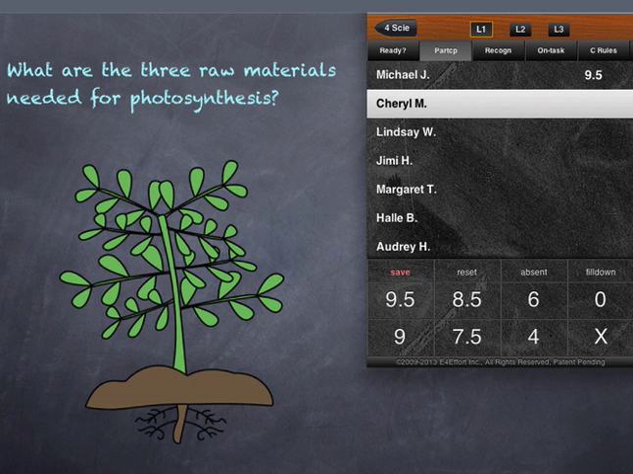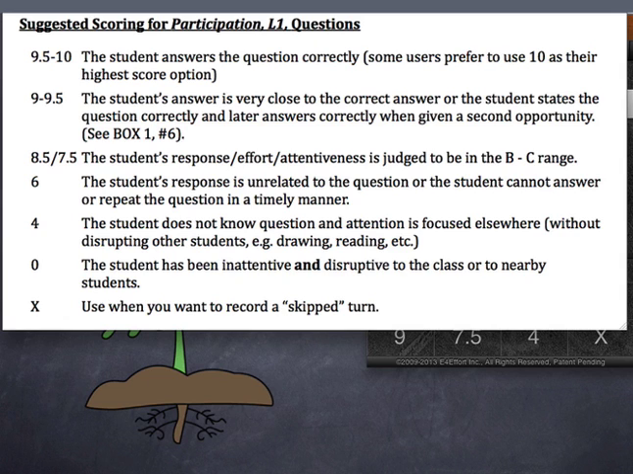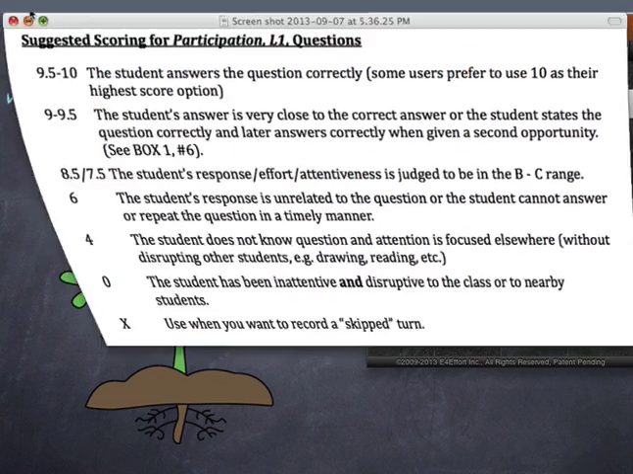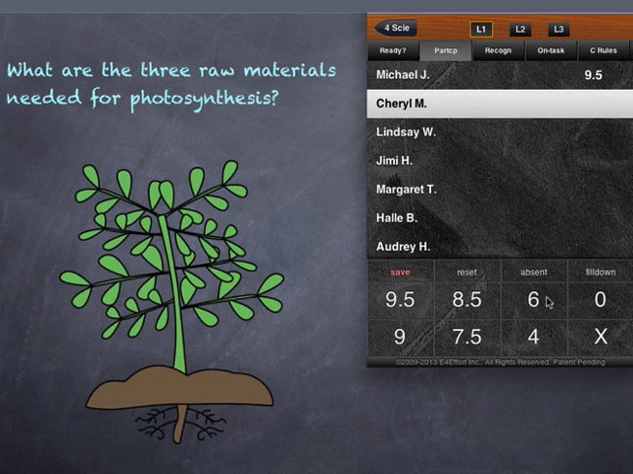Here's a sample scoring rubric found on our website and within EverTracker's Teacher's Manual for participation L1 questions. I won't read this to you, so go ahead and pause the screencast if you would like more time to review it. If Cheryl had followed the expectation of including the question in her response, and if this was relatively new content, I would have scored her a 9.5. If it was a content area that we had covered a few times, I would have given her a 9. But since Cheryl's effort was low, I'd select a score between 6 and 0.